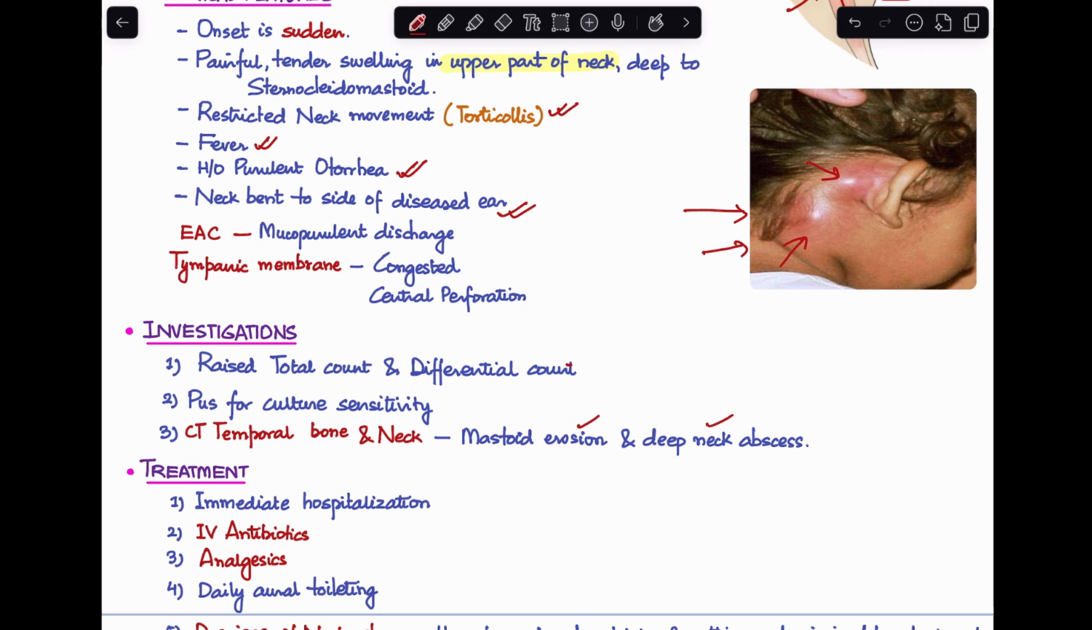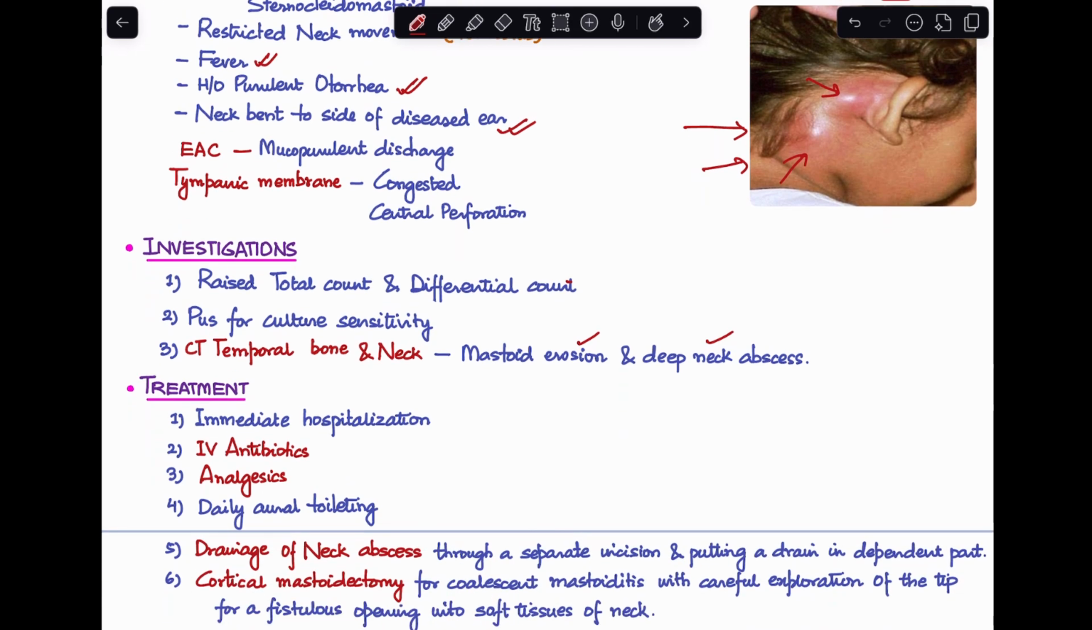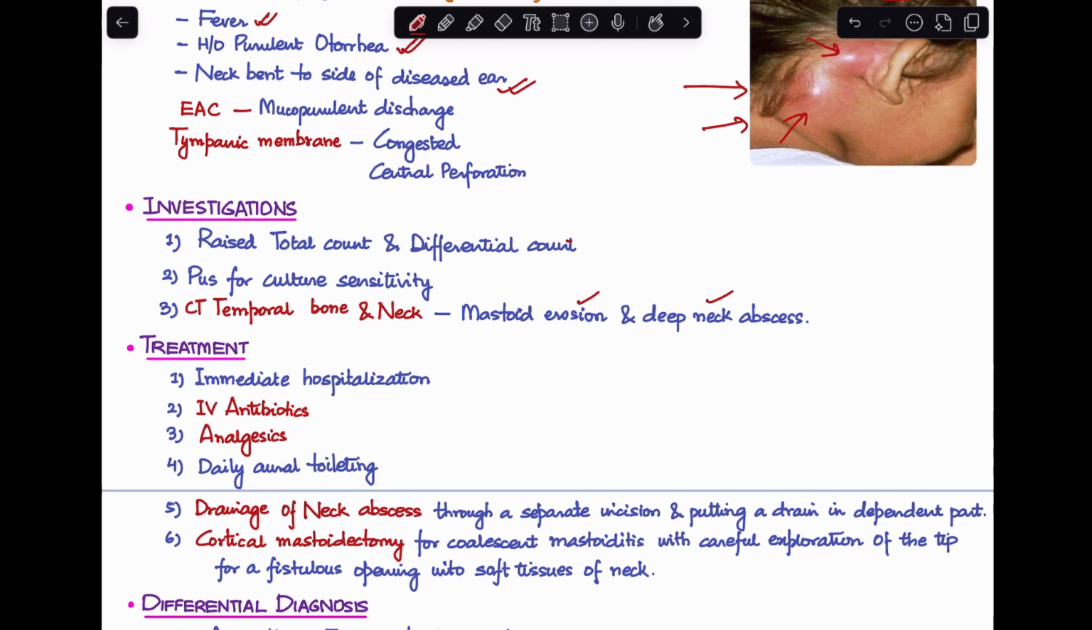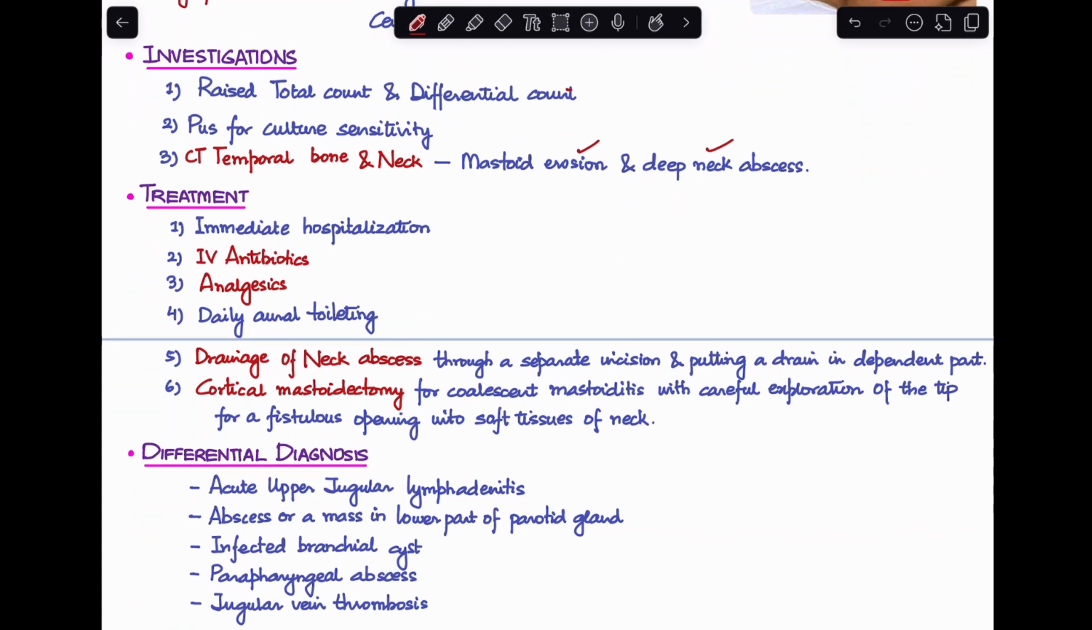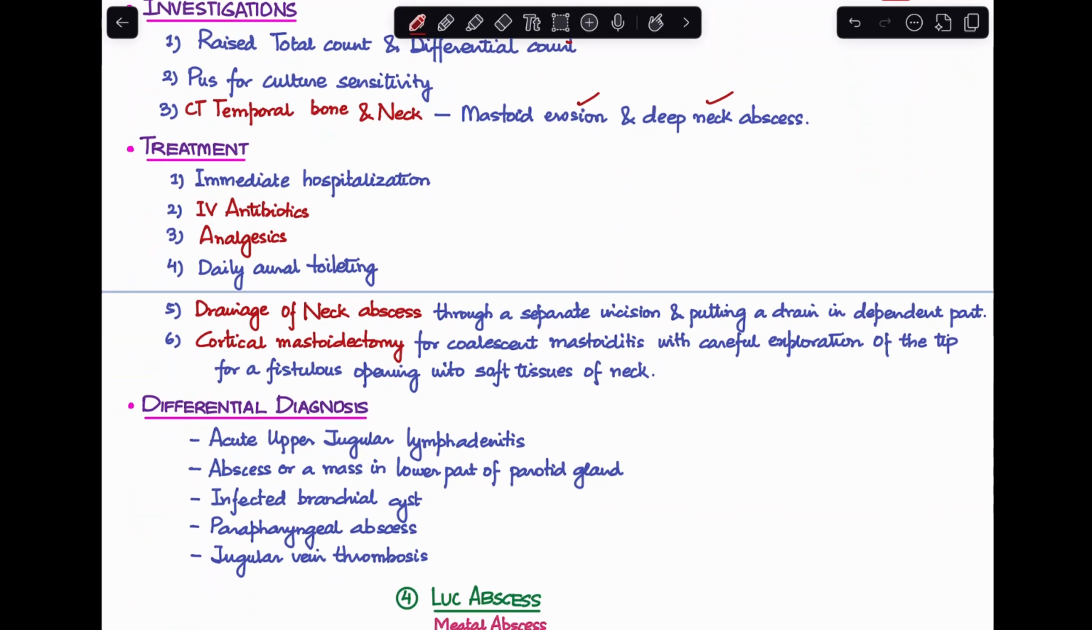As usual, just like all the other cases of abscesses, we'll be immediately hospitalizing the patient, starting them on IV antibiotics, analgesics, daily oral toileting. We'll perform a drainage of the neck abscess through a separate incision and put a drain in the dependent part.